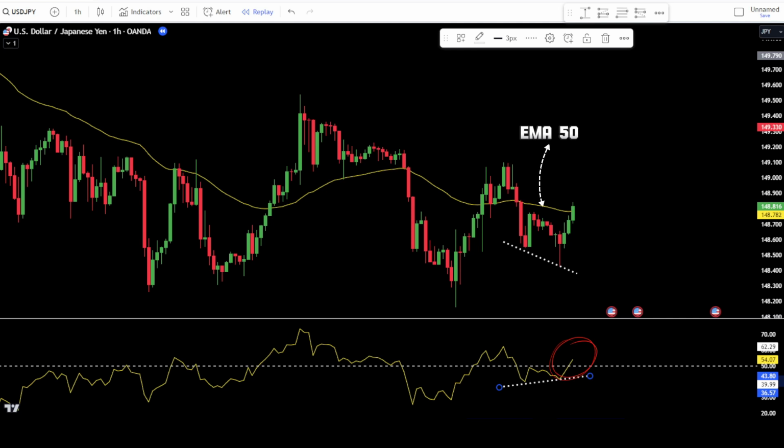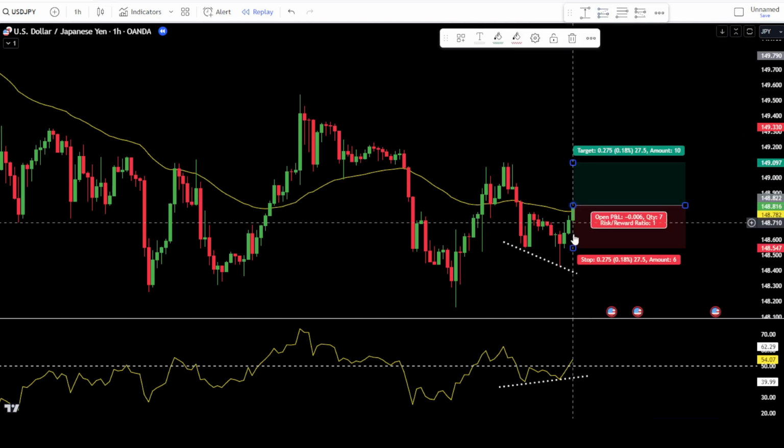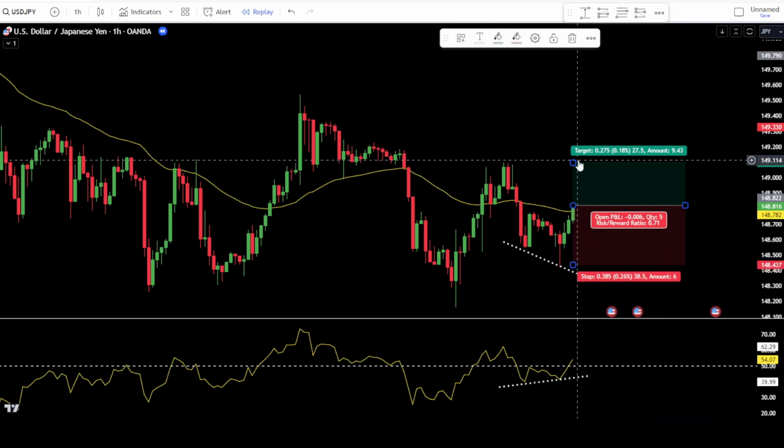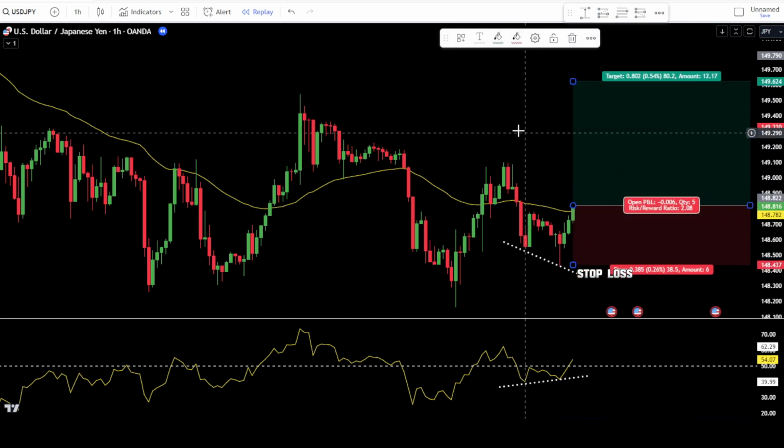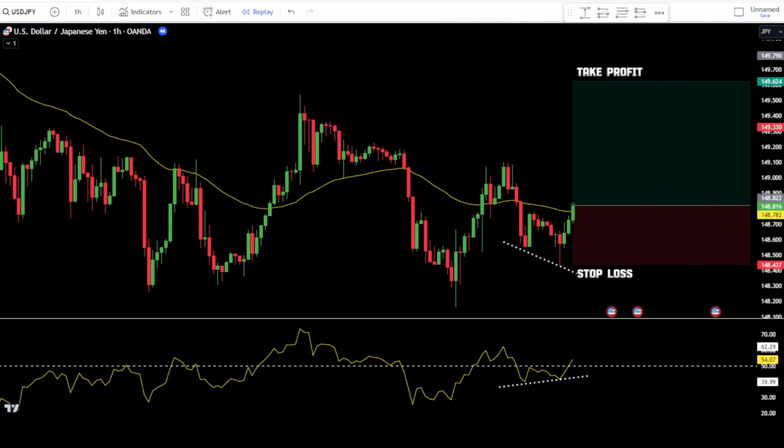5. Then, make sure that the candlestick formed is bullish. 6. After all is confirmed, you can enter a buy position after the bullish candlestick has closed. 7. Place a stop loss at the most recent swing low. 8. Use a target take profit with a risk and reward ratio of 1 to 2.